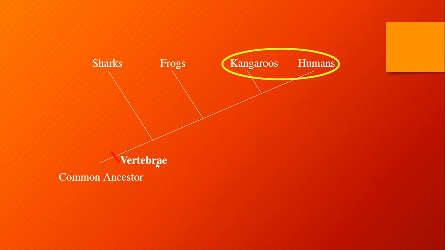Vertebrae means they have a backbone. Sharks have a backbone, frogs have a backbone, kangaroos have a backbone, humans have a backbone. So everything further along has one. Four limbs, same thing. Frogs, kangaroos, and humans have 4 limbs. But notice that sharks are before it. Sharks do not have 4 limbs, so that trait is not included in sharks because it happens after.